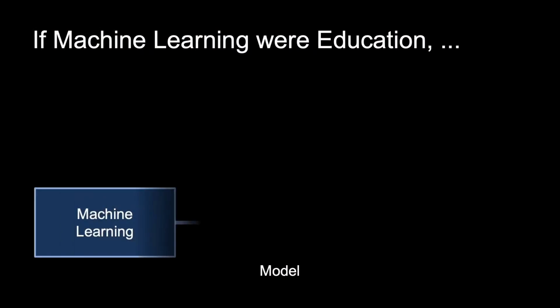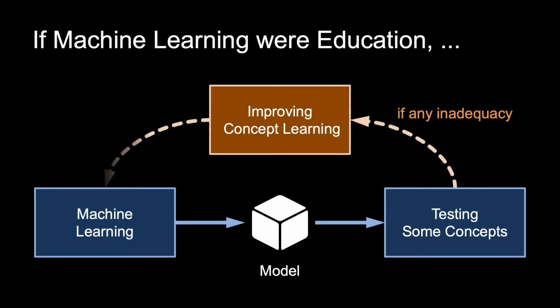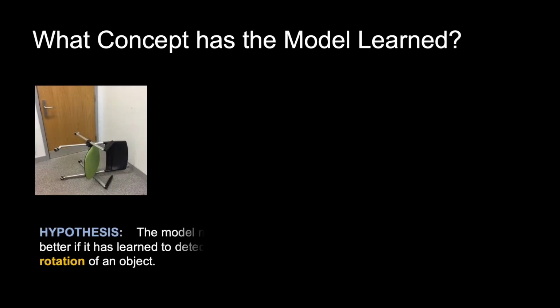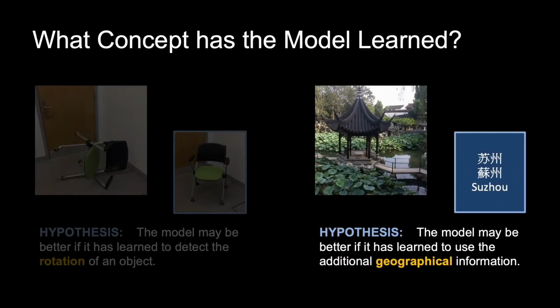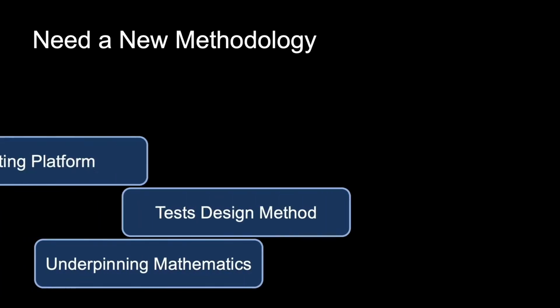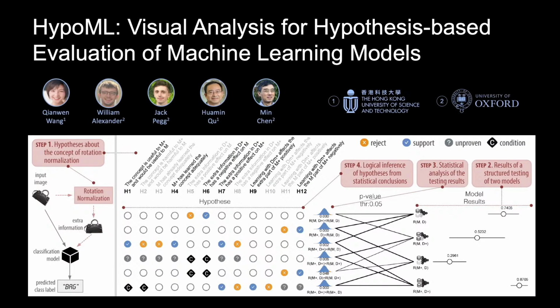If machine learning were like education, we would like to test what concepts our student, the model, has learned. Has it learned the concept of object rotation? Does additional text help with object recognition? We need a methodology and platform for conducting such tests. In this paper, we present a novel visual analytics tool that enables hypothesis-based evaluation of machine learned models.